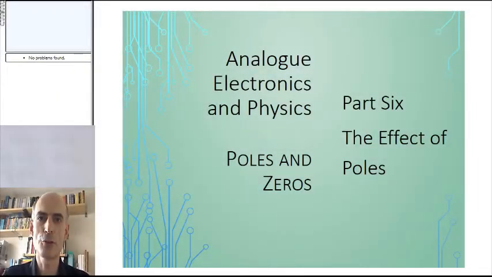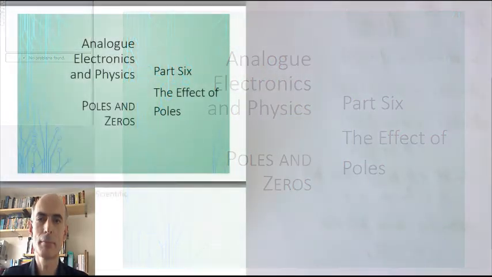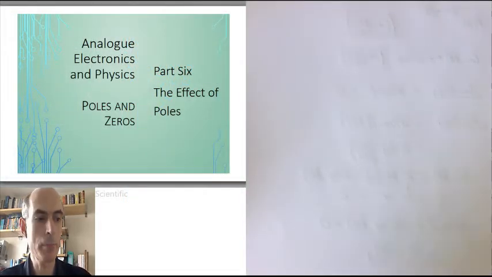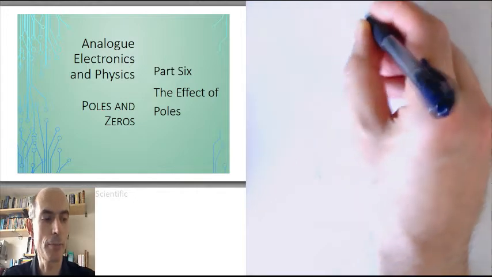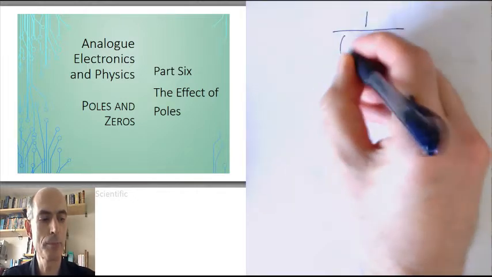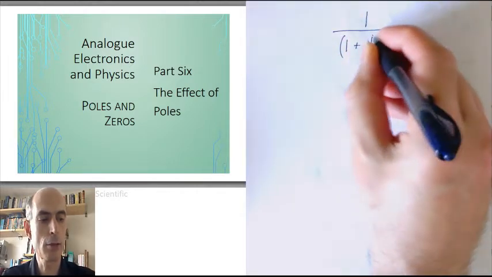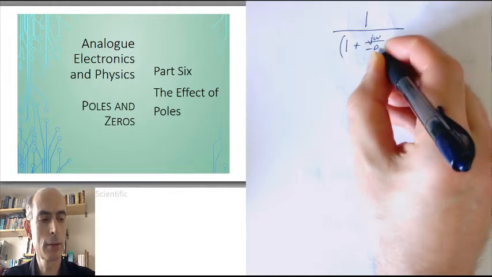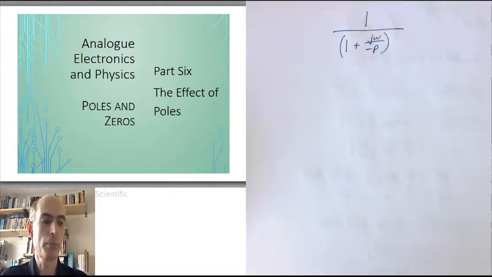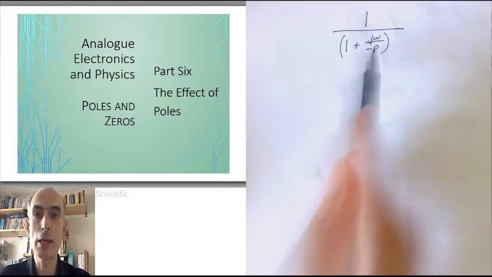In the last of this short series of videos about the effect of the individual terms in the frequency response, we'll be looking at the effect of poles. The pole terms, you may remember, occur in the denominator of the frequency response equation, and they take the form 1 over 1 plus j omega over minus p.